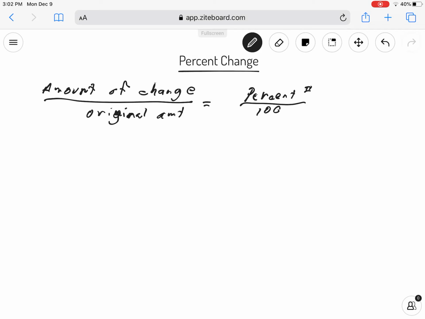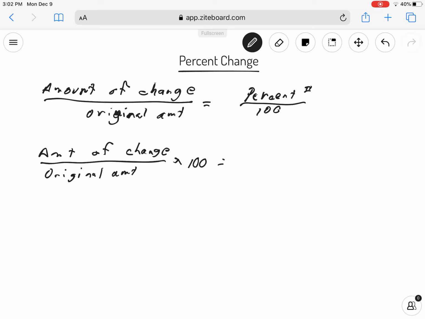Or another way to write that is I take the amount of change divided by the original amount times 100 equals my percent number, or just my percent now, okay, because I'm multiplying it by 100.